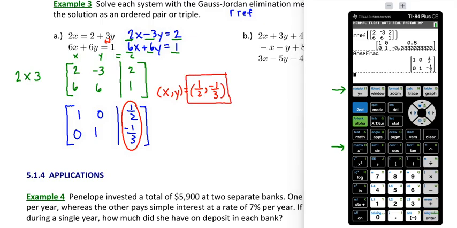To build some confidence in this method, let's make sure that it's correct. So I'm going to look at the first original equation, 2x equals 2 plus 3y, and I'm going to plug in our proposed solution. That is x equals 1/2 and y equals -1/3. Let's see if we have a balanced equation. So on the left side we have a 1. On the right side we have 2 minus 1 or 1.